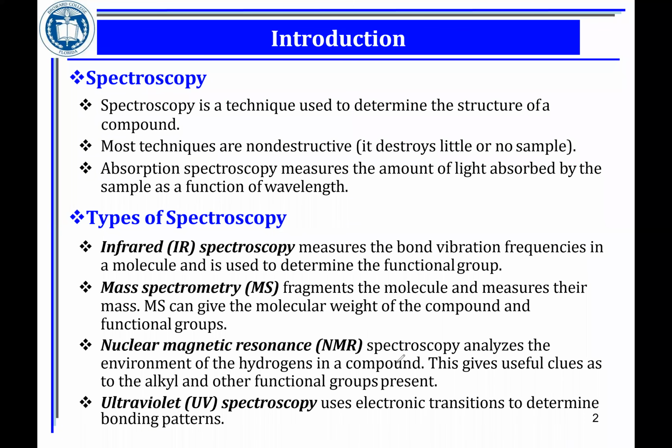When you are dealing with spectroscopy techniques, no single technique is sufficient to determine the structure, but you get pieces of information from each type of spectroscopy. You put together the pieces of the puzzle, and then you determine the structure of that organic molecule or organic compound.